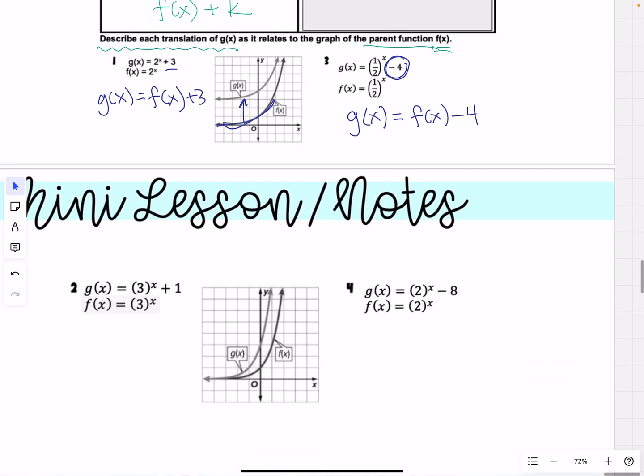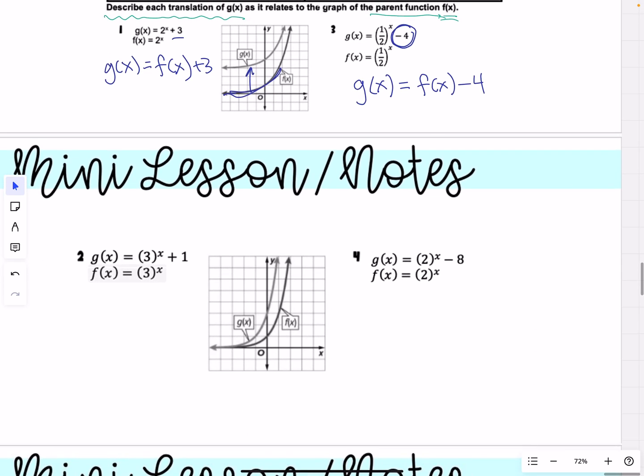All right, let's try another one. Cross out this because this illustration does not work anymore because we are not looking at horizontal transformations. But let's look at this one. Our parent function is f of x, and that is f of x equals 3 to the x. Our new transformed function is g of x equals 3 to the x plus 1. All right, and so what can we say is g of x? G of x is f of x. And what do we do to f of x? We added 1 here.